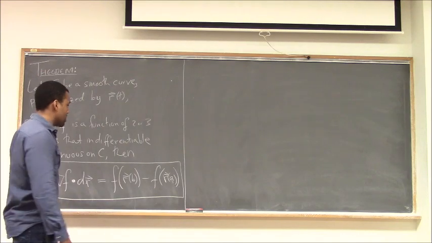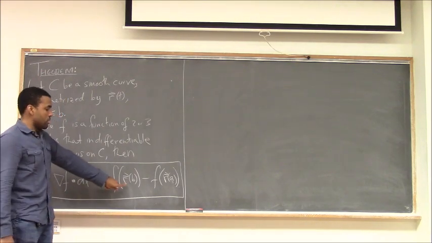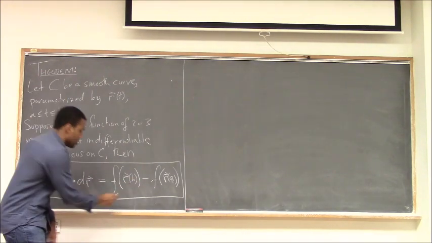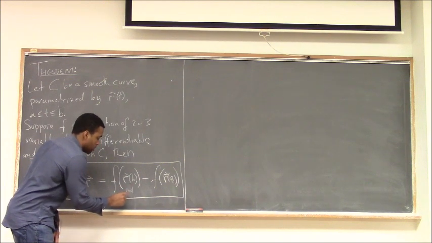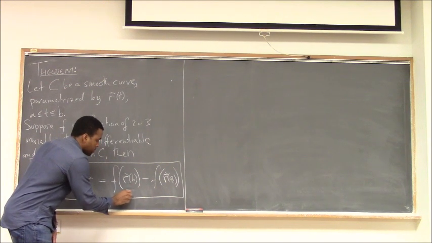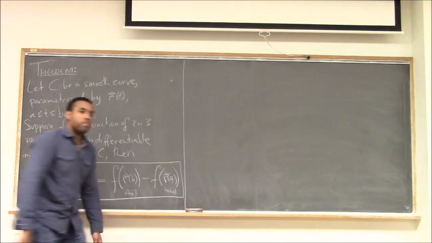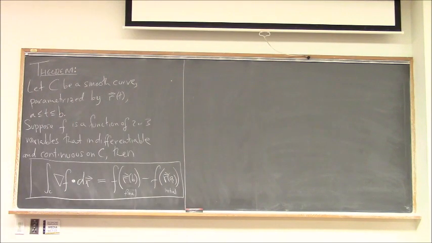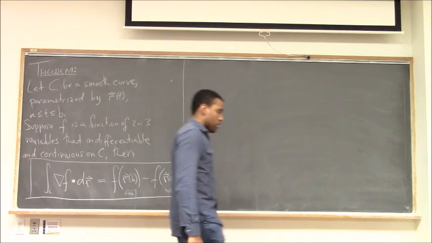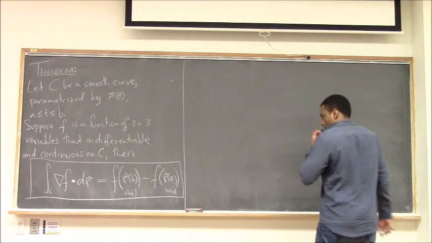You don't even care. It turns out you can just evaluate the original function at the end point. Notice that here this is the end point, the final point. And the initial point, you can subtract them, and that will always be equivalent to actually computing that integral. This is called the fundamental theorem for line integrals. Okay.